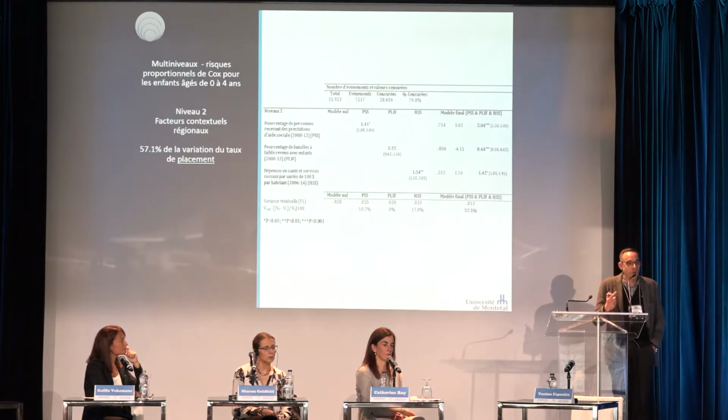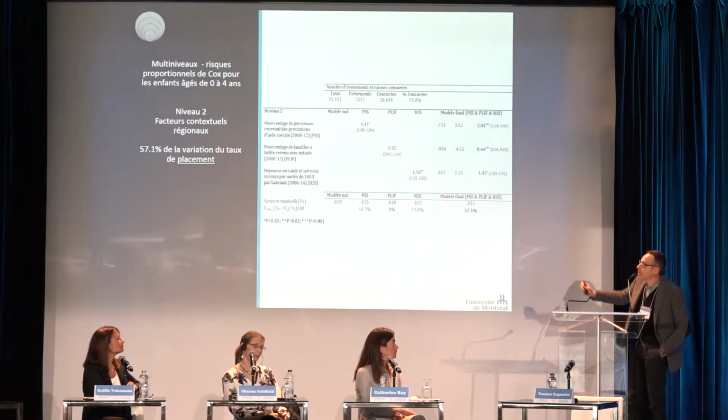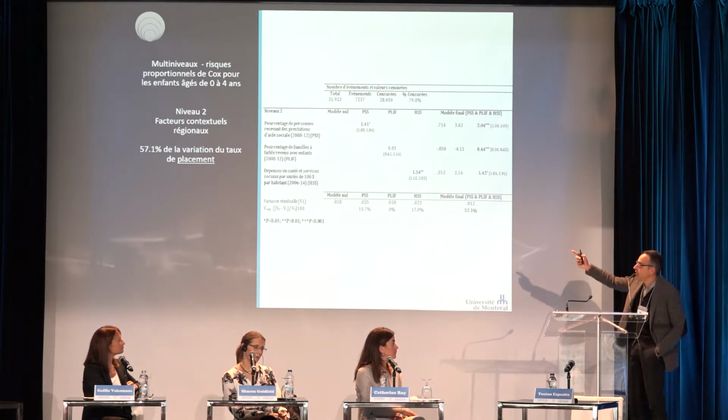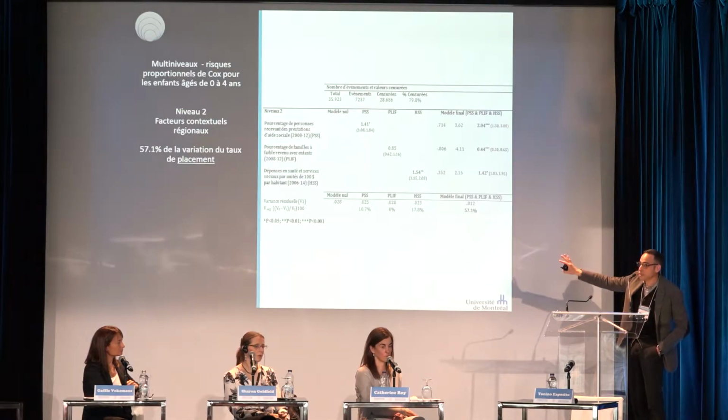But when we take into account poverty at the second level, because we've already measured poverty at the family level and at the child level, if we pass on to the next level and take into account the differences between regions with these different pockets of poverty, and we look at the percentage of people who receive last recourse social welfare payments, the percentage of low-income families, and also the expenditure for social services, and we subtract the youth protection services for young people in vulnerable situations, what does this show us at a multi-level?